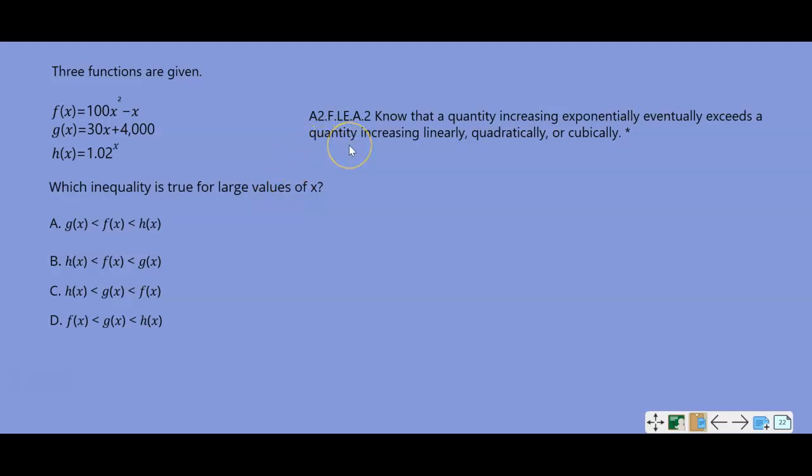All right, so the standard says, know that a quantity increasing exponentially eventually exceeds or passes a quantity increasing linearly, quadratically, or as a cubic function. So that means this h of x is going to eventually pass both of these other two functions for very large x values. So we can determine that h of x has to be on the end, right? It's going to be the largest number. So we can go ahead and eliminate b and c.